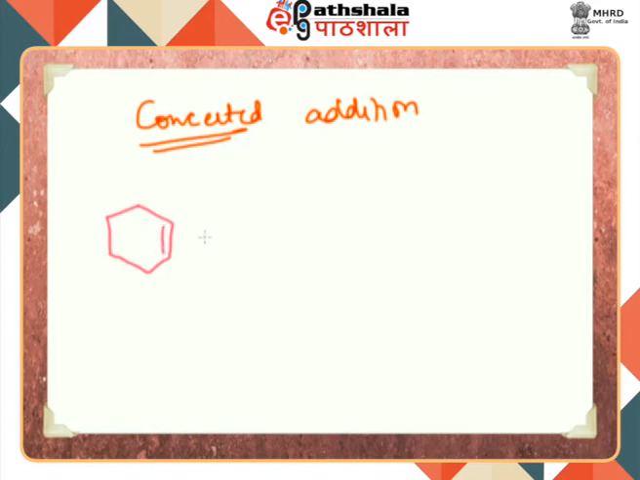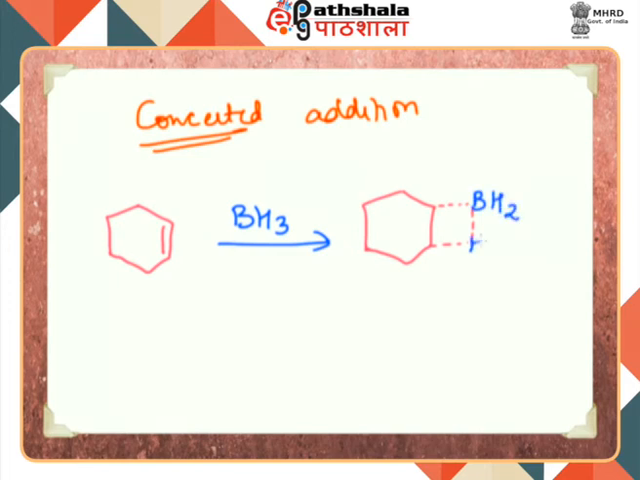So when we start with this cyclohexene and it is reacted with BH3, there is a simultaneous addition of BH3, and that happens via a four-membered transition state. So how can we write? You can see here. So BH2 adds here and H adds here.